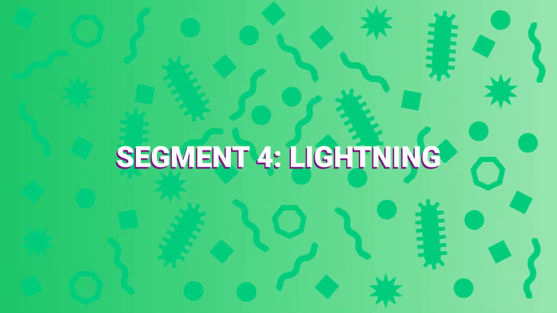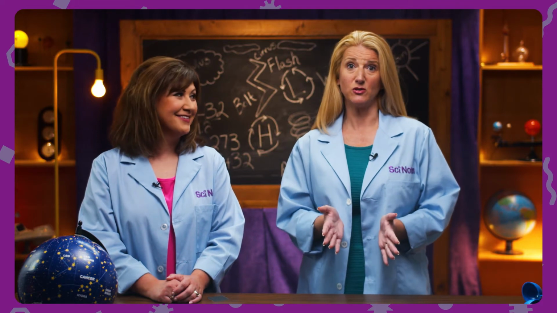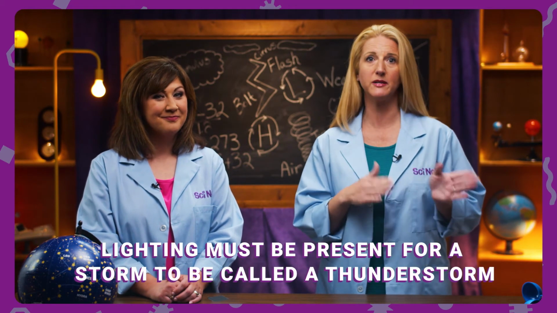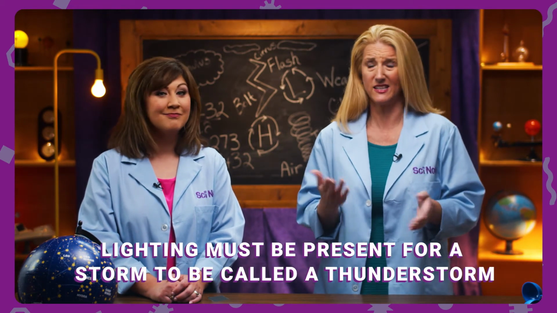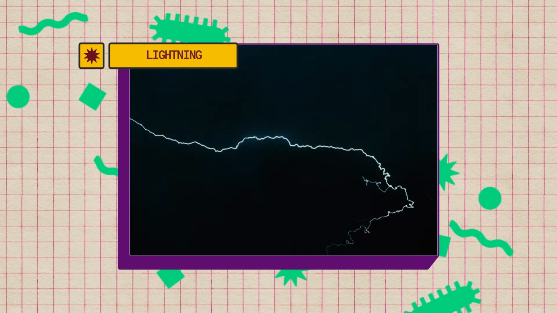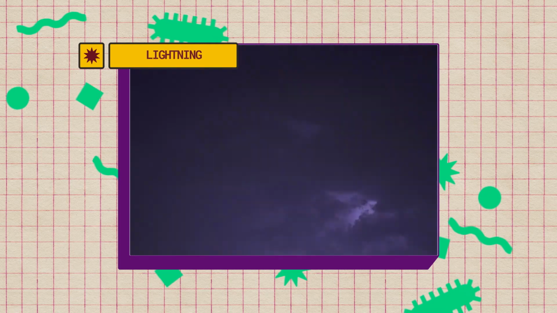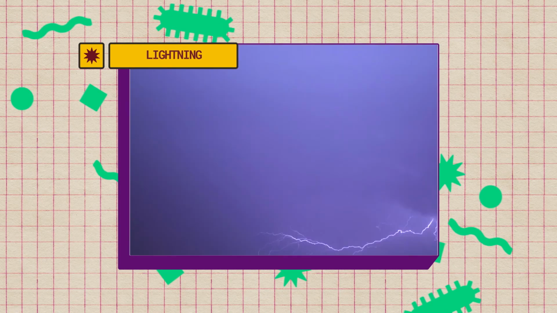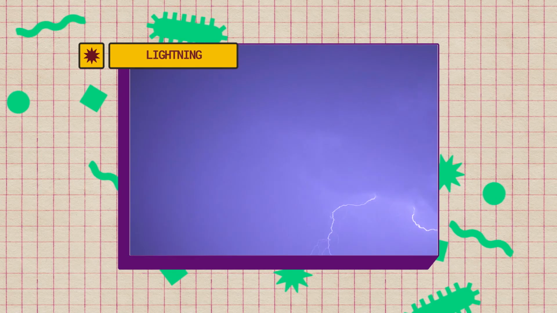This may be the 100th time that we said it, but it's just like the classroom. If your teacher says something to you 100 times, it's important. There has to be lightning present for the storm to be called a thunderstorm. So what's lightning? Lightning is a bright flash of electricity produced by a thunderstorm. These electric currents are very dangerous, and if you hear the sound of thunder, then you are in danger of being struck by lightning.